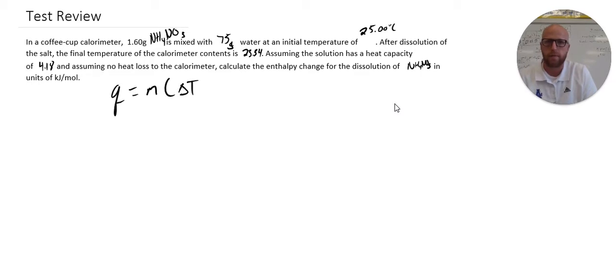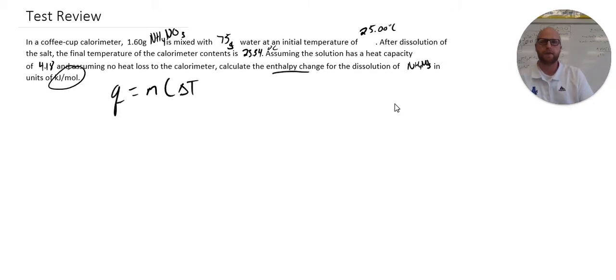Okay, 1.6 grams of ammonium nitrate is mixed with 75 grams of water, initial temperature of 25 degrees Celsius. After dissolution of the salt, the final temperature is 23.34 degrees Celsius. Assuming the solution has a heat capacity of 4.18 joules per gram degree Celsius and no heat loss, calculate the enthalpy change for the dissolution of ammonium nitrate in units of kilojoules per mole.